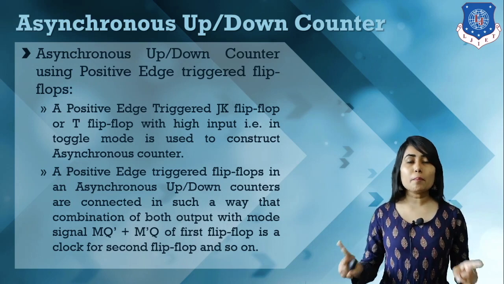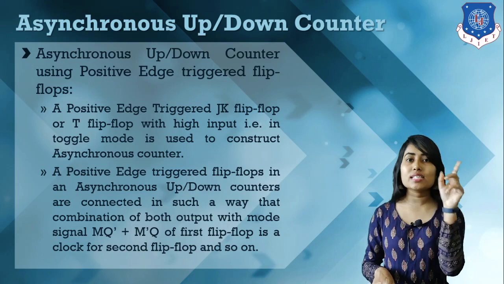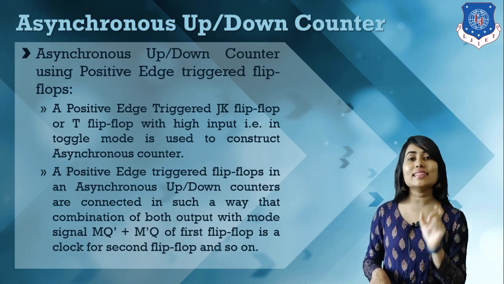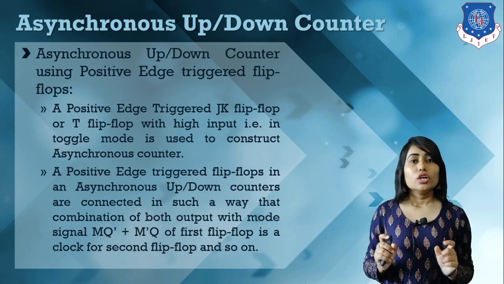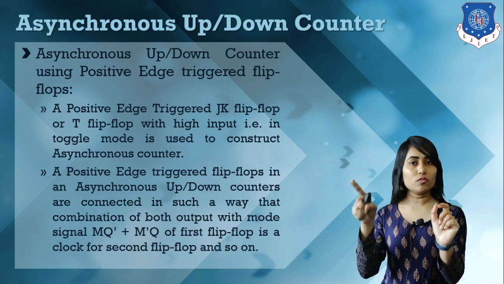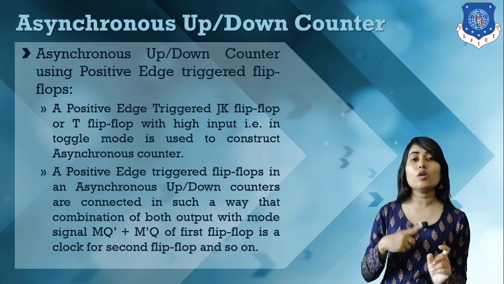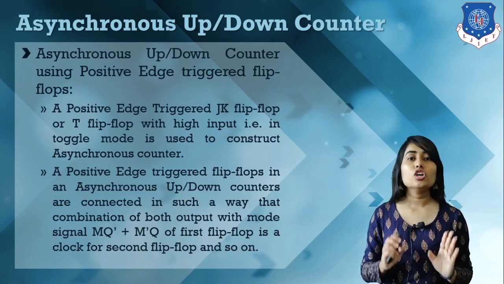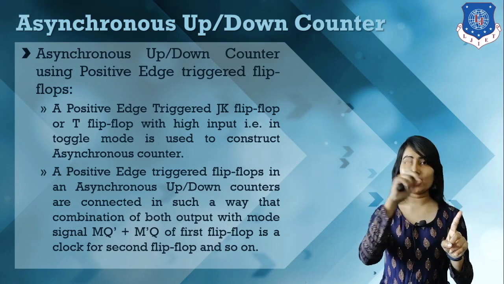So if we combine both the conditions, this M into Q1 dash is basically for up counting and this M dash into Q1 is for down counting. Okay, so this M into Q1 dash will count in upward direction and this M dash into Q1 will count in downward direction.